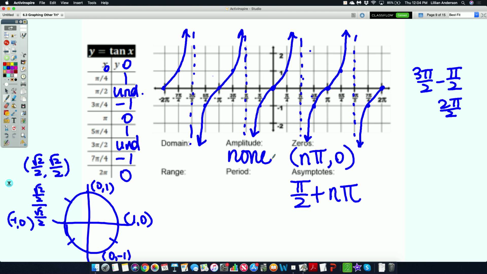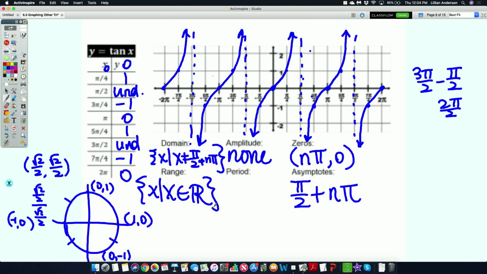What's the domain? Just everything except your asymptotes. Everything except your asymptotes. So that hasn't changed. That's still the same, just like the other ones. But what's my range? This one is all real numbers. Remember, this is how we wrote it in set notation. You could have also said negative infinity to infinity.